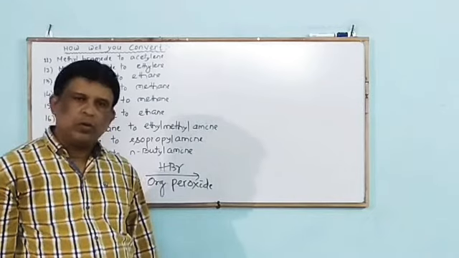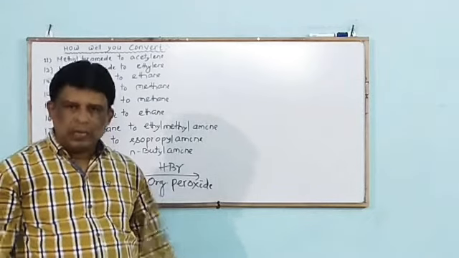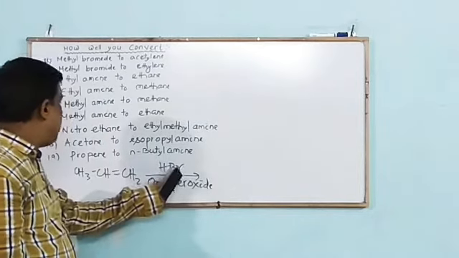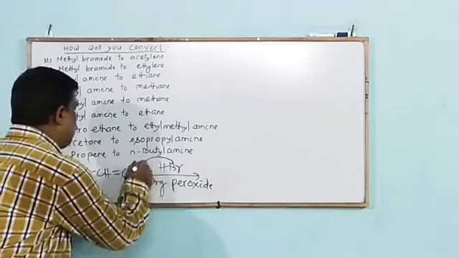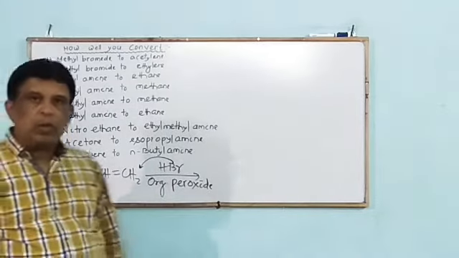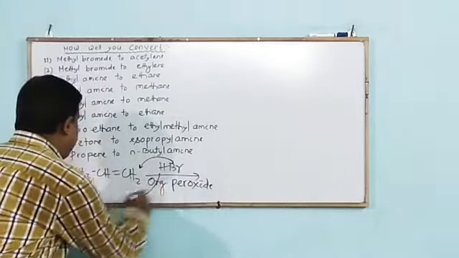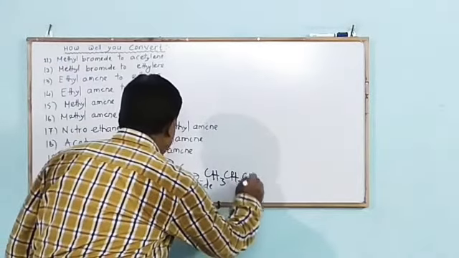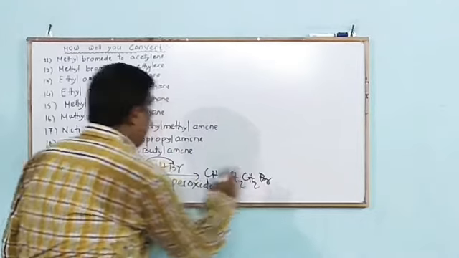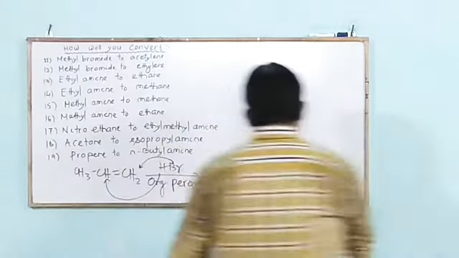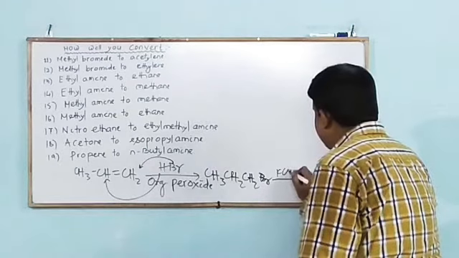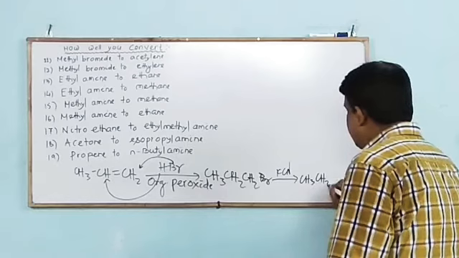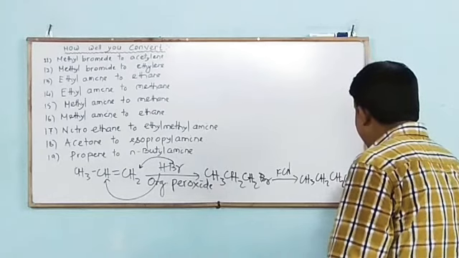We know what Markovnikov's rule and anti-Markovnikov's rule are; that is the peroxide effect. The negative part of the halo acid goes to the carbon atom which contains more hydrogen atoms, so H moves to the other. What is the product? CH3CH2CH2Br, propyl bromide. This propyl bromide reacts with potassium cyanide to form CH3CH2CH2CN.